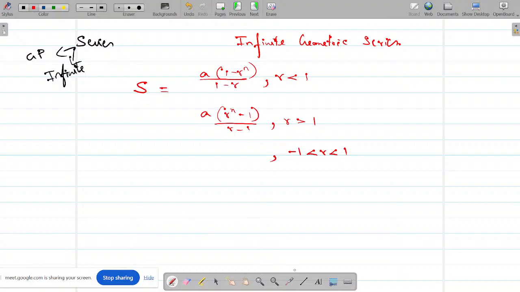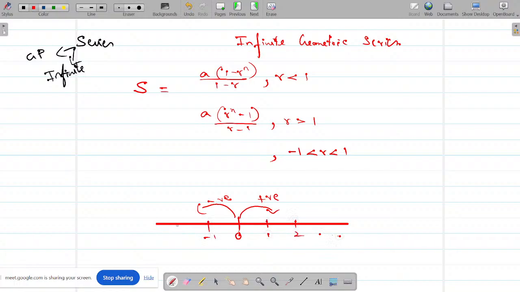For convenience sake, let me take this on the number line. So here is 0. After this, we'll get all positive values, no doubt in that. Before this, we'll get all negative values. Here will be 1, 2 and so on, and here will be minus 1, minus 2 and so on.